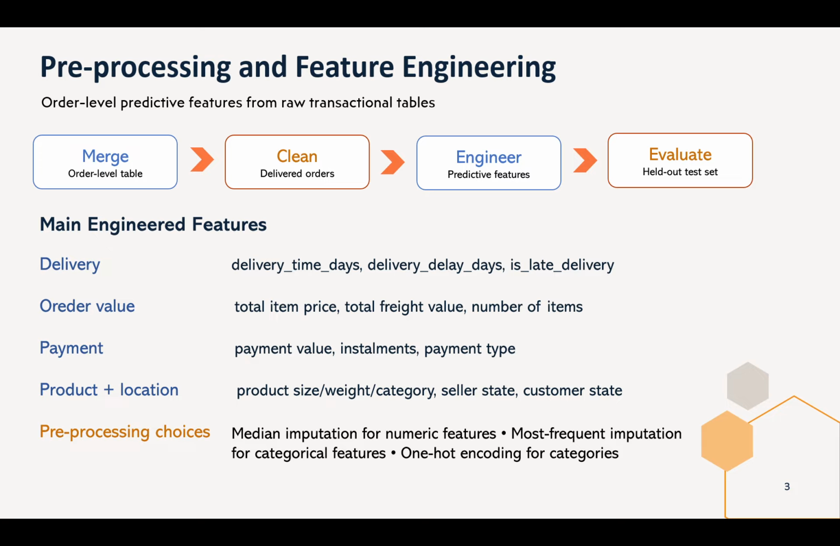Missing numerical values were filled using the median, and missing categorical values were filled using the most frequent value. Categorical features were one-hot encoded. I did not use review comments or review timestamps because they could cause data leakage.